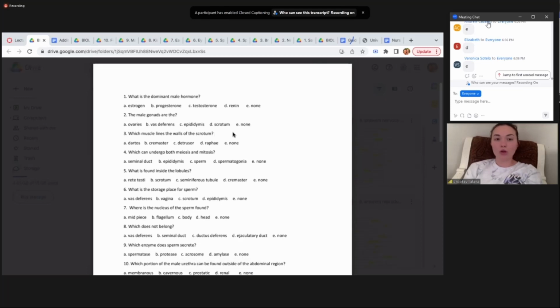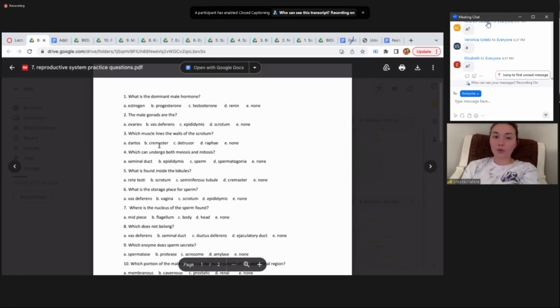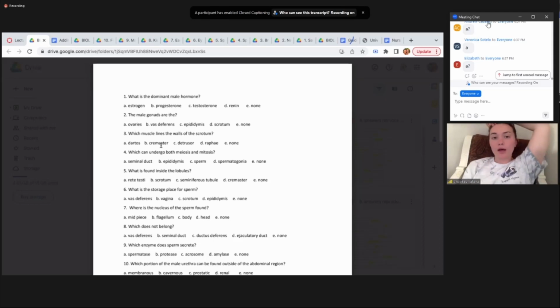3, which muscle lines the walls of the scrotum? Tricky. A little bit tricky. Yes, it's the dartos muscle. Dartos lines the entire wall. Cremaster lifts them. Maybe you could think of like a puppet master lifting. Cremaster lifts. Dartos, maybe you could think dart side to side. They line the walls. I'm just trying to help you remember it.